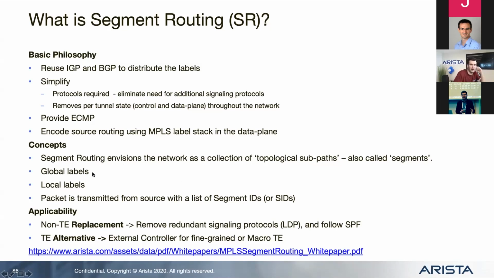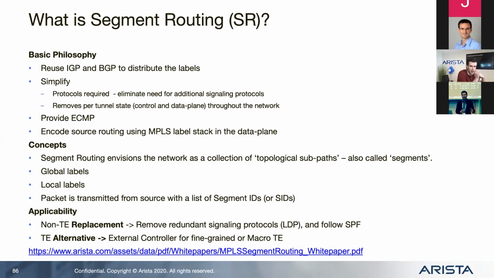Once we've done this, we have this concept of a global label and a local label, and then the packet is transmitted with a list of segment IDs that will specify the path through the network. In terms of application, it's very important to note that you do not have to do traffic engineering. You can use this to remove LDP and just follow the IGP path, the shortest path through the network, without adding an additional protocol or additional complexity within the environment. But of course, you could use it as a traffic engineering alternative using an external controller.